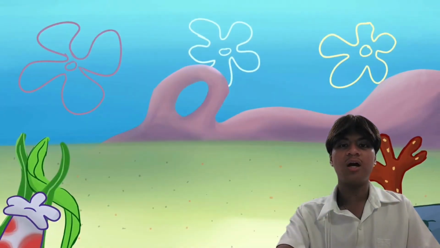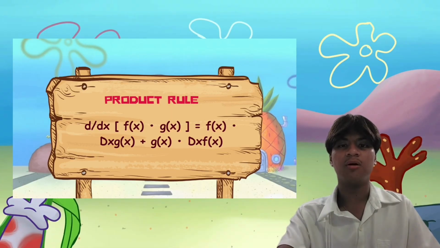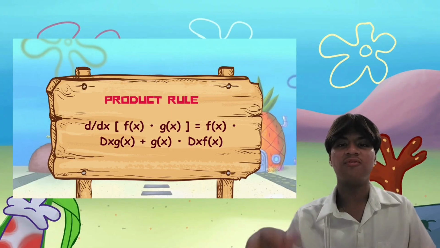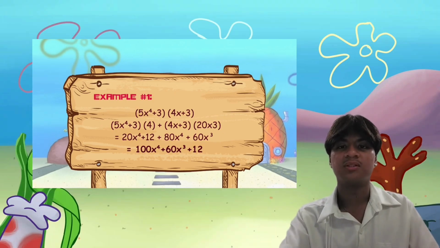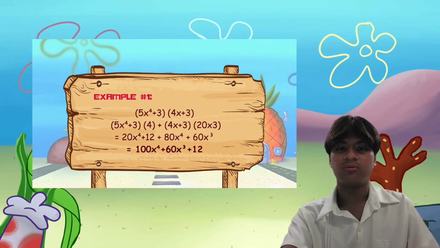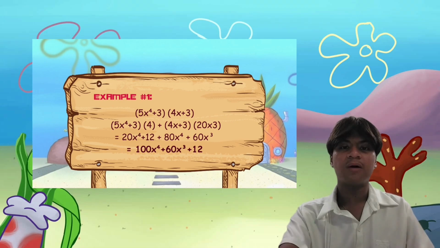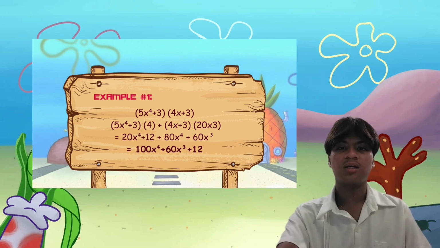For the product rule, we have a formula of f of x multiplied by the derivative of g of x, added to the product of g of x and the derivative of f of x. What about this example? 5x raised to 4 plus 3 multiplied by 4x plus 3. By following the formula, we should find the derivative of f of x, which is 20x cubed, and the derivative of g of x, which will be 4.